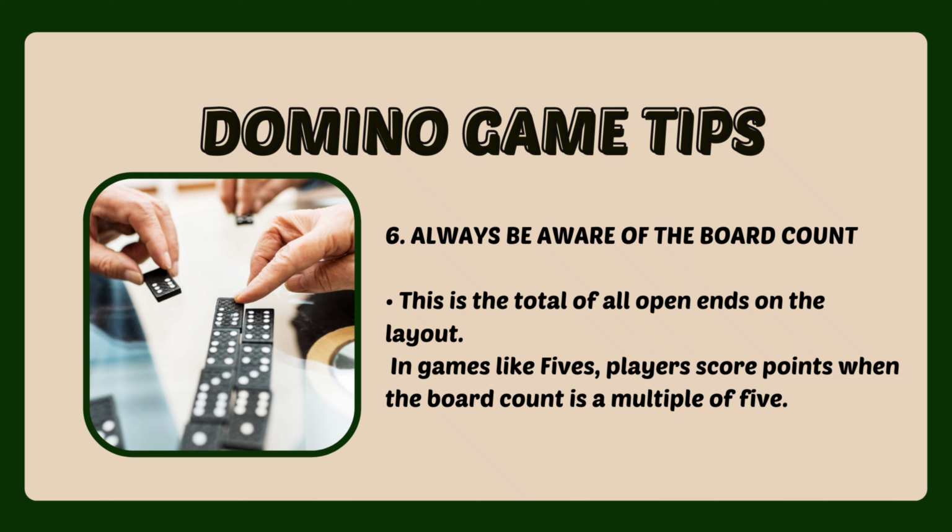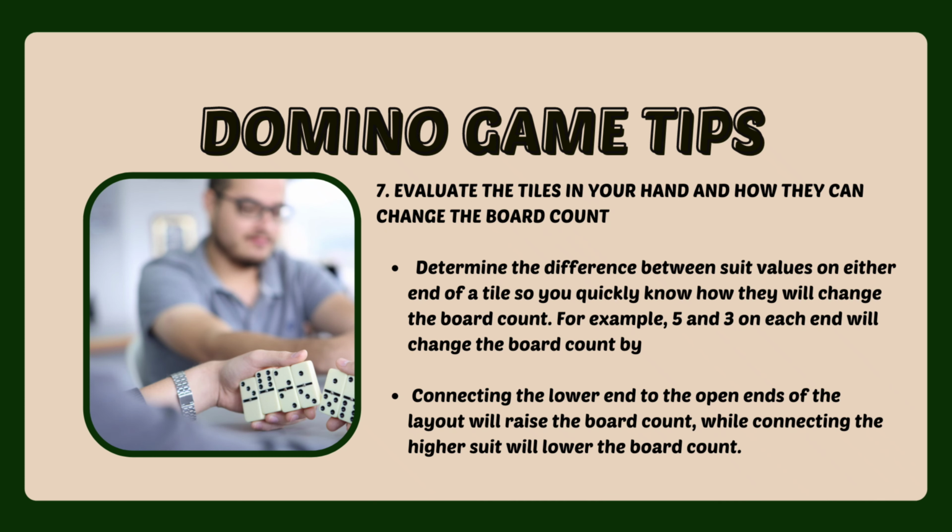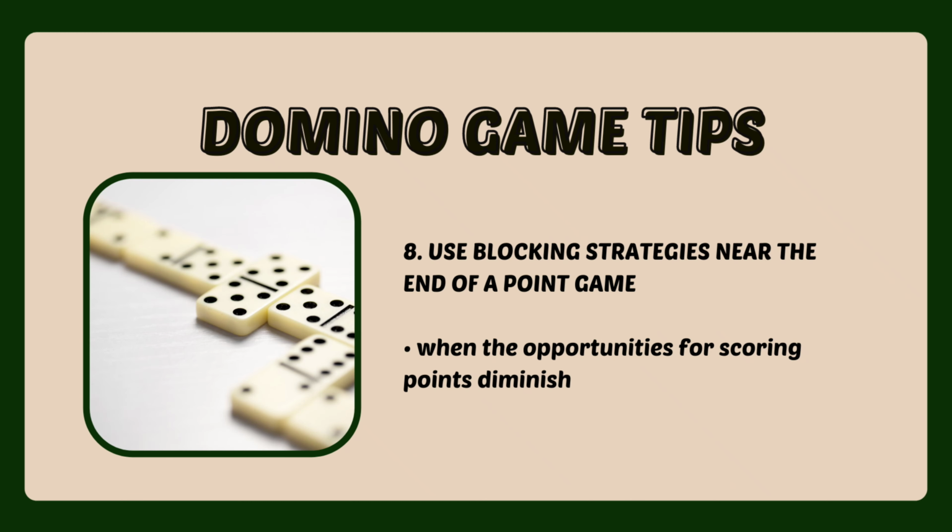Domino tips. Always be aware of the board count. This is the total of all open ends on the layout. In games like fives, players score points when the board count is a multiple of 5. Evaluate the tiles in your hand and how they can change the board count. Determine the difference between suit values on either end of a tile so you quickly know how they will change the board count. For example, 5 and 3 on each end will change the board count by 2. Connecting the lower end to the open ends of the layout will raise the board count, while connecting the higher suit will lower the board count. Use blocking strategies near the end of a point game, when the opportunities for scoring points diminish.